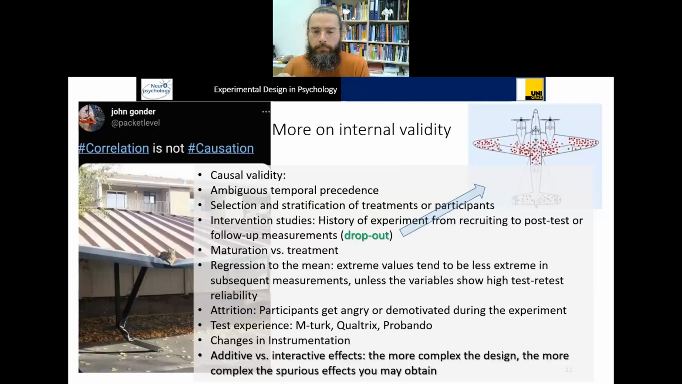So always aim to keep your design as simple as possible, as straightforward as possible, to still be able to accommodate the expectations you have according to your theory, but nothing further than that. And this is a compromise every time, in every design. So always be aware that the more complex your design, the more complex the spurious effects you may obtain. So the more interactive effects and unpredictable behaviors of the variables you may not be able to interpret.